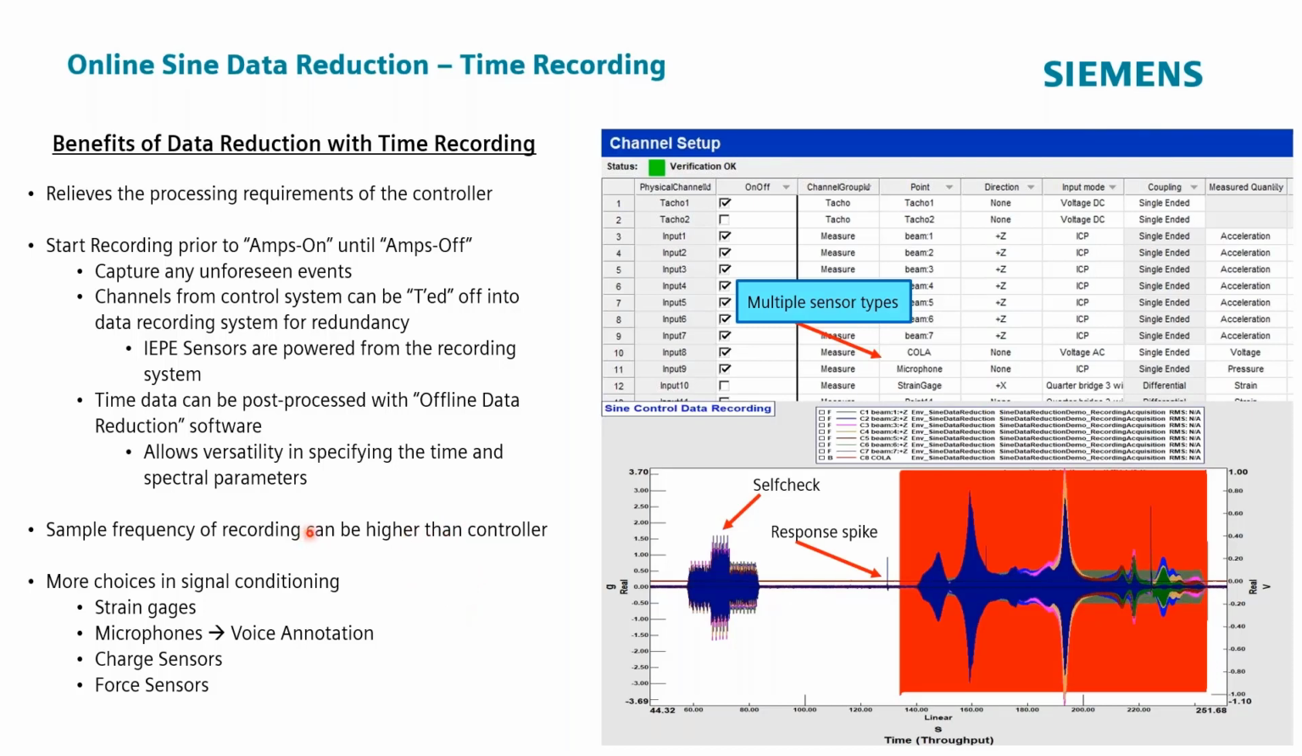Arbitrary compared to what the controller sampling frequency is. One of the other things that you could possibly do is get some more choices in signal conditioning if you want to apply some of the other input cards that Siemens has to offer. Not all the input cards are capable of being used for sine control in a controller, but any of them can be used to just record data.